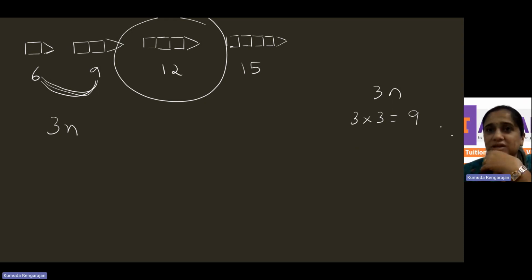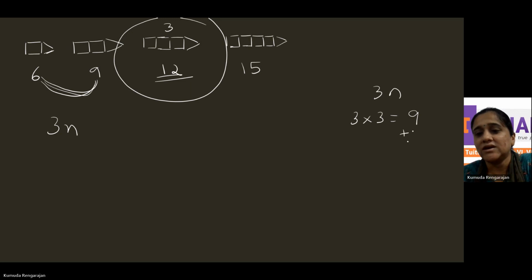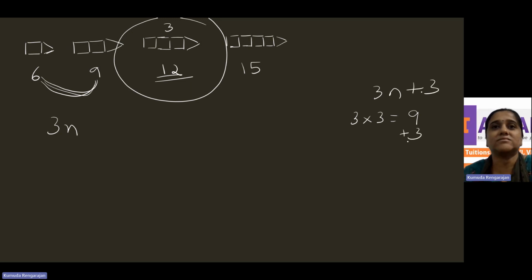When you take n as 3, what is the answer you should get? See here, this is the third term. The answer should be 12. So when you take n as 3, 3 into 3, 9. But what is the answer you should get? 12. How will 9 become 12? Plus 3. So what is the rule? 3n plus 3.